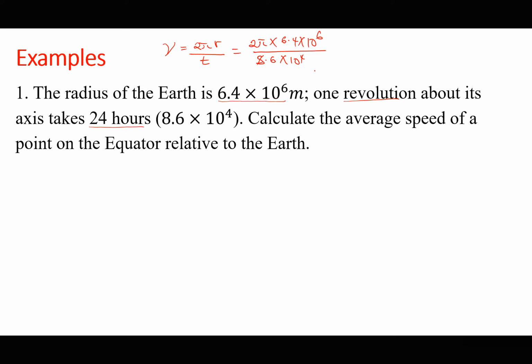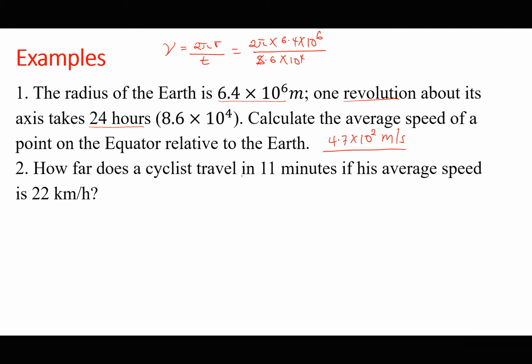So I'll just press my calculator. 2 pi times 6.4 exponent 6 divided by 8.6 exponent 4. So this is approximately 4.7 times 10 to the power of 2. So this is approximately 4.7 times 10 to the power of 2 meters per second. So that is the average speed of a point on the equator.